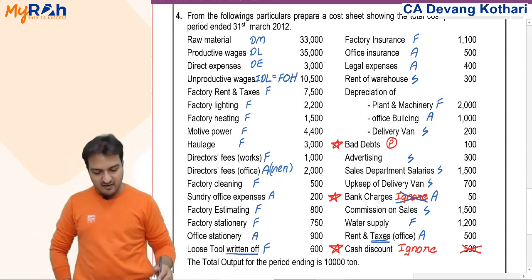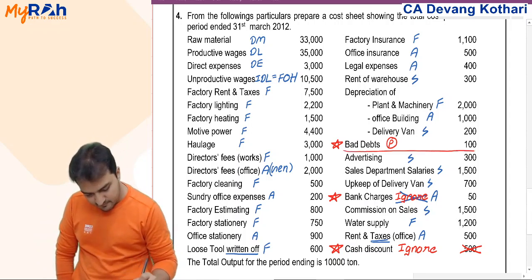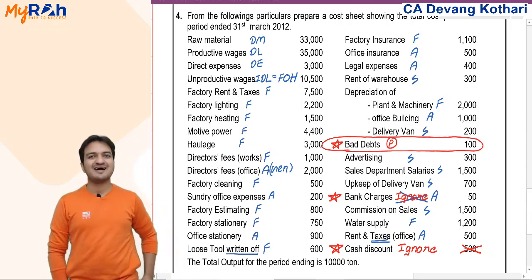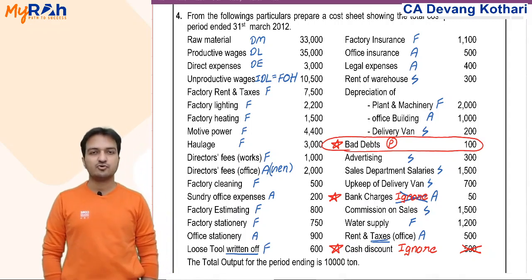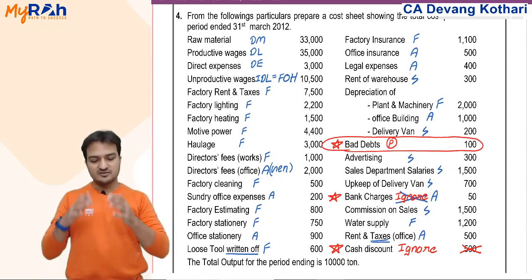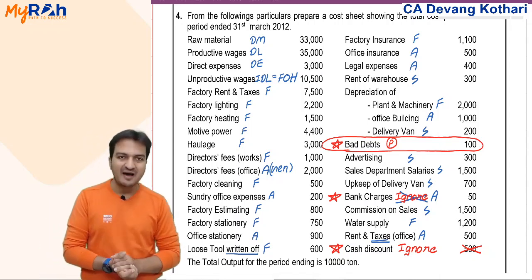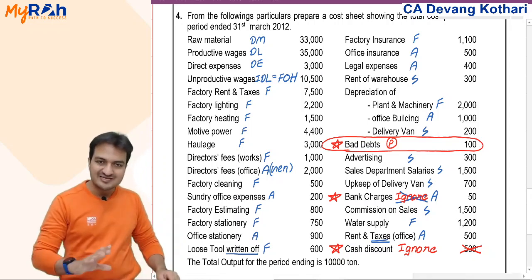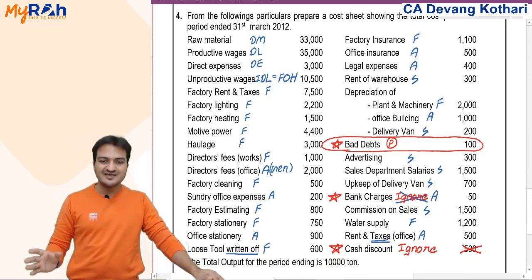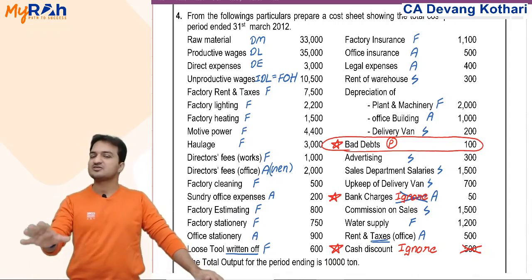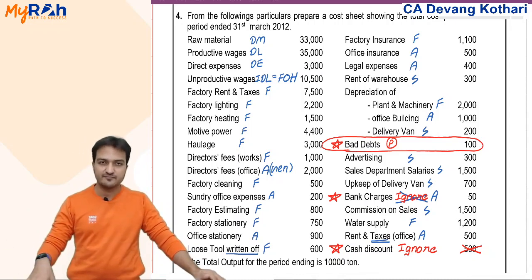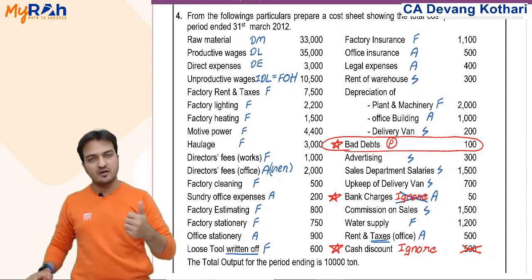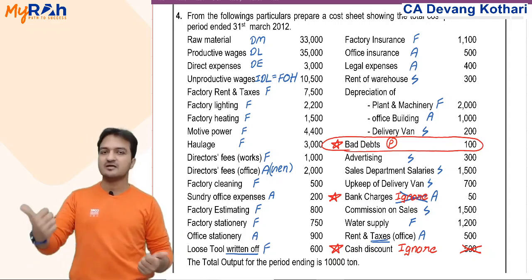Yeah. Now, coming back to bad debts over here. Listen carefully. Regarding bad debts, there are different opinions. There are two different opinions in the costing subject. Say, one opinion says that bad debts is a financial cost, so it is ignored. Second opinion says that bad debts is a selling and distribution cost, so it has to be considered in S&D overheads. Well, once again, there are two separate opinions. One opinion says that bad debt is to be ignored. Other opinion says that bad debt is selling overheads.